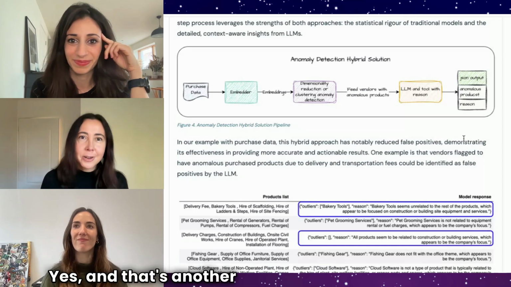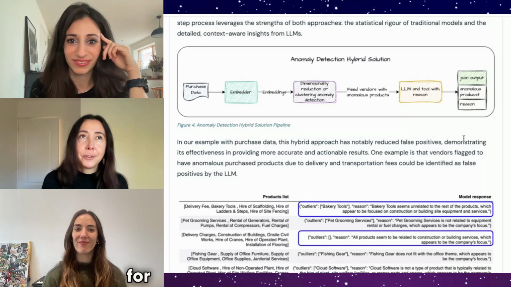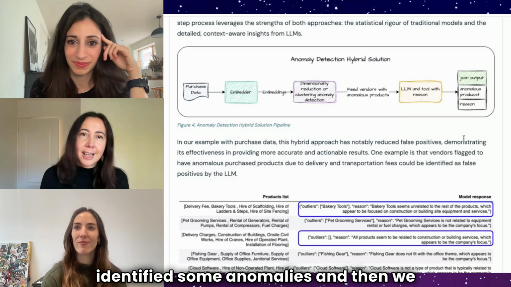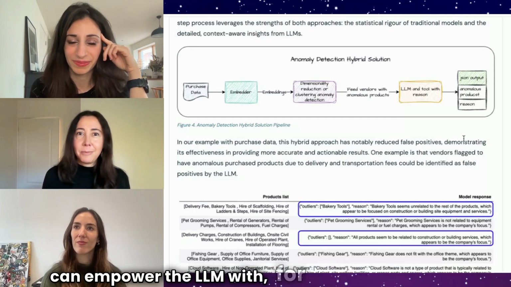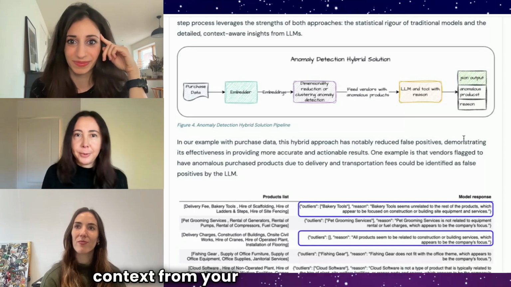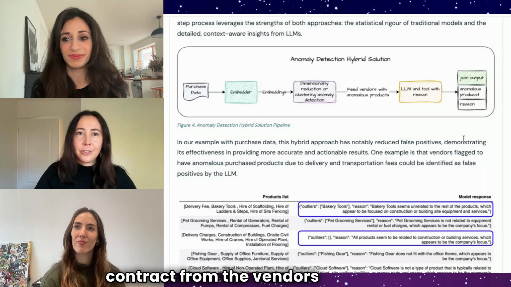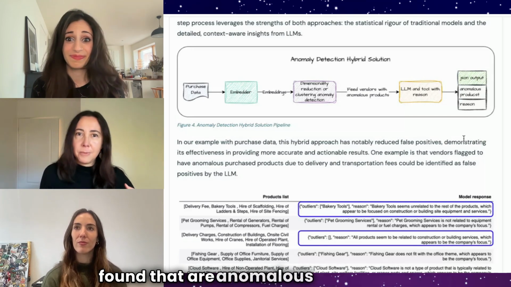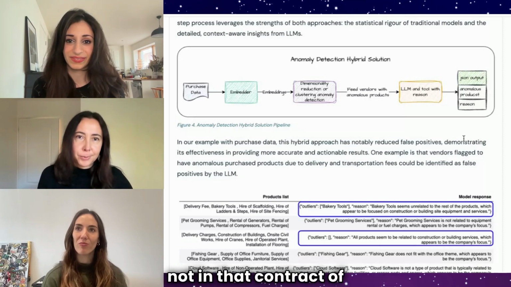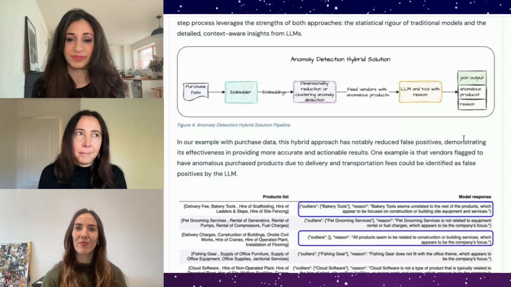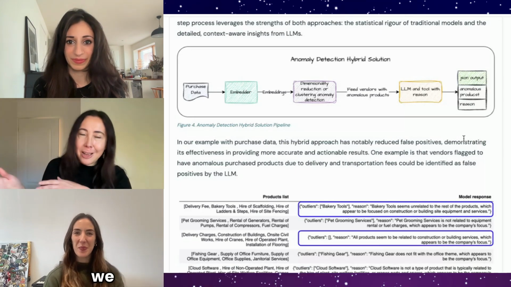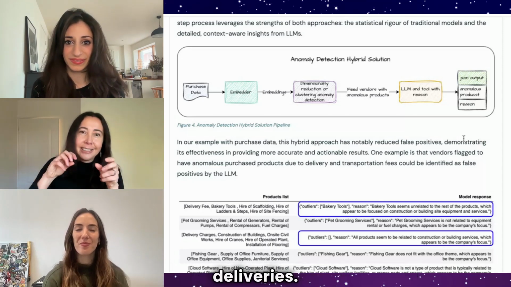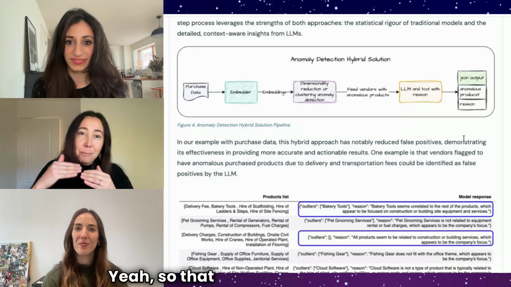Yes, and that's another power of LLMs. Let's say we have identified some anomalies, and then we can empower the LLM with additional context from your knowledge base, with contracts from the vendors, in order to ensure that those products you have found anomalous are actually not in the contract of products they sell. And that will be better than the prompt engineering that we have at the moment, where you have a long prompt saying, consider this, consider deliveries. So that will improve accuracy.